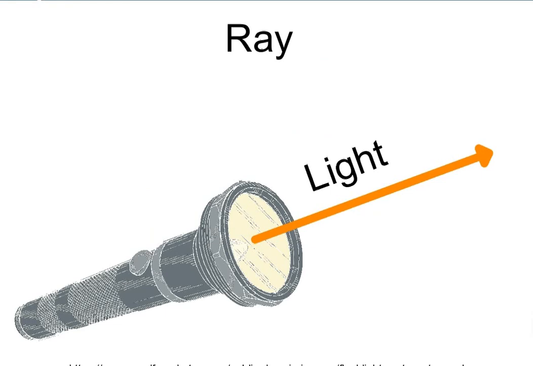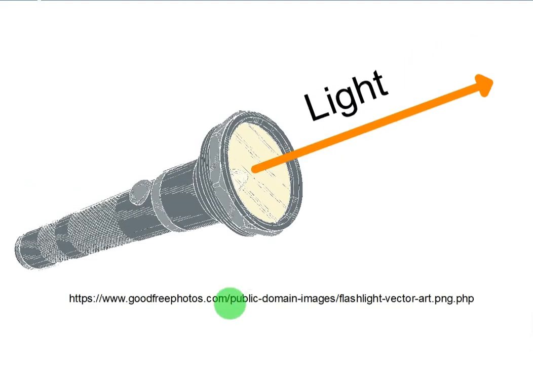And then a light, if you had a flashlight, which they call a torch in South Africa, it starts at a single point and goes on forever, apparently. That would be considered a ray. And again, this is a free stock photo that I found. Here's the link to it. Whoever did this flashlight did a great job.